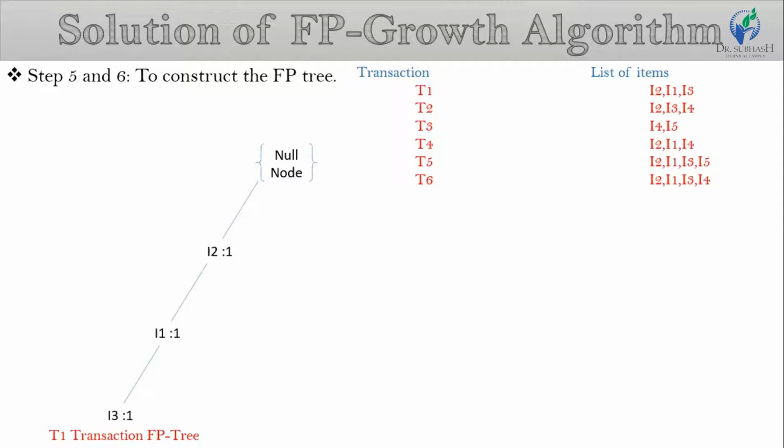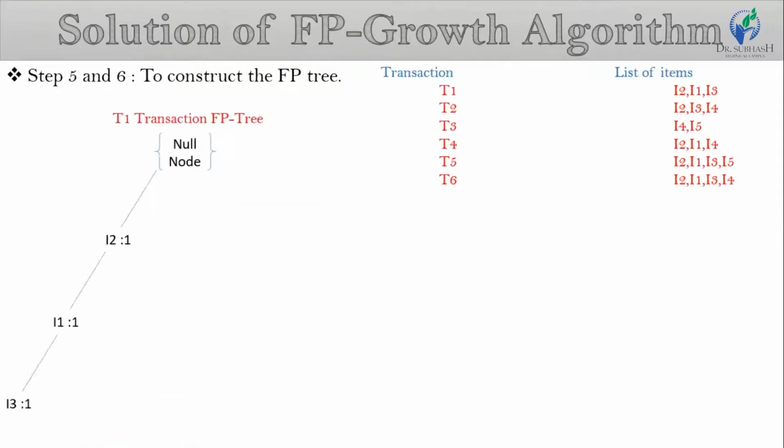So the count of this transaction is: I2 occurs one time, I1 occurs one time, and I3 occurs one time in transaction 1. So I have written I2:1, meaning I2 occurs one time in these transactions.